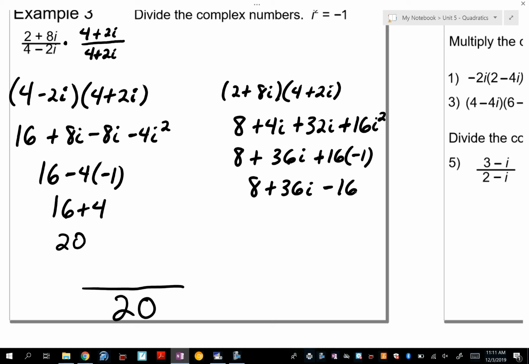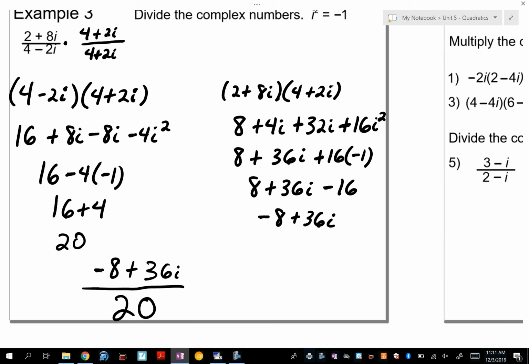What's 8 minus 16? Negative 8. Good, Dominic. So negative 8 plus 36i. Now where is this going to go? In the numerator. And you have found the answer. That's the answer? No. You're not done yet.